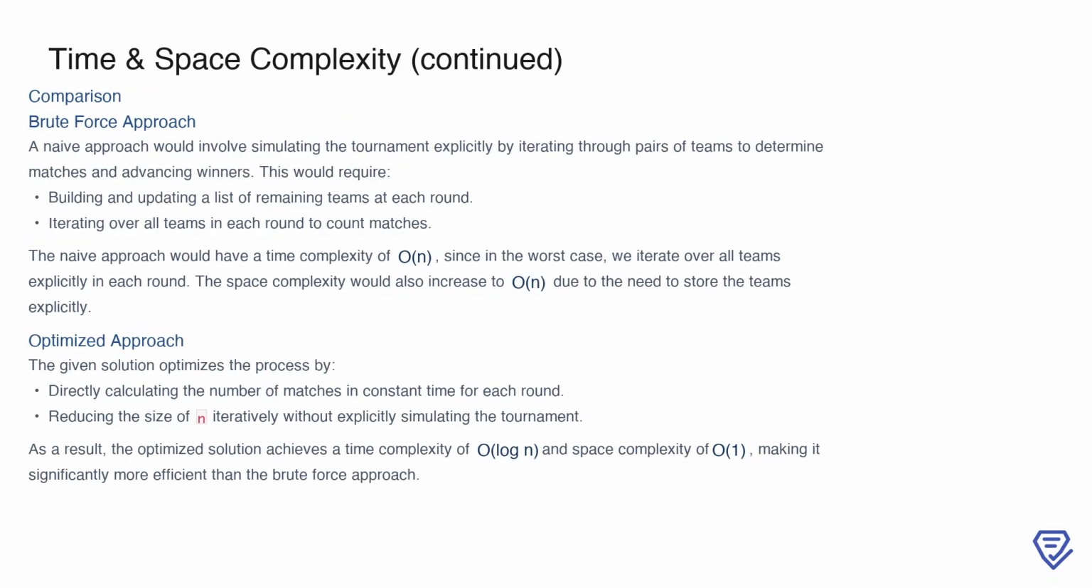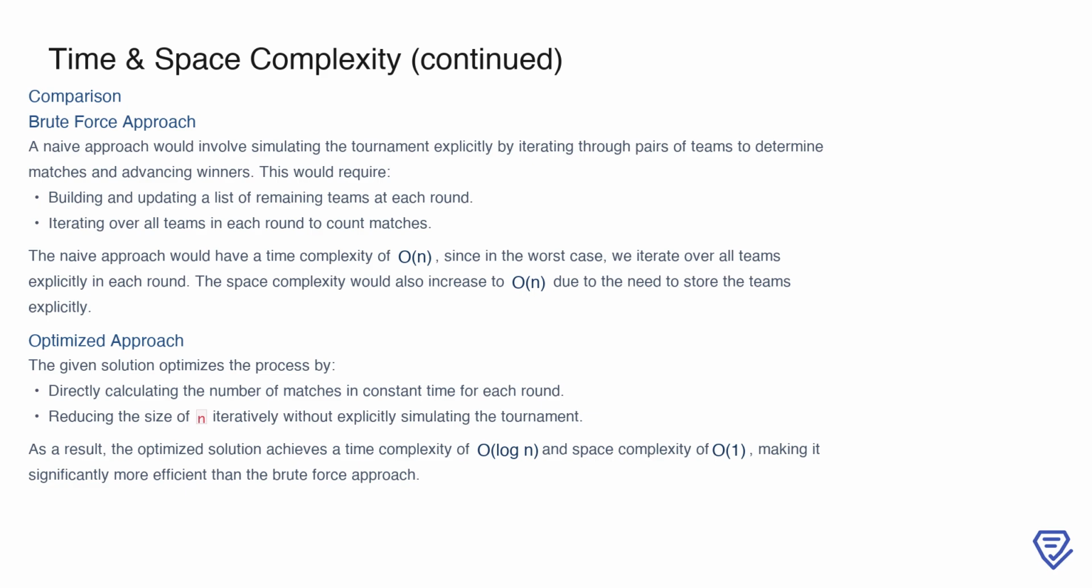When comparing this optimized approach to a potential brute force method, the difference in efficiency becomes clear. A naive solution would involve simulating each round of the tournament explicitly. This would require maintaining a list of remaining teams and iterating over all teams to form matches, which results in a time complexity of O(n). Additionally, storing and updating the list of teams would increase the space complexity to O(n).